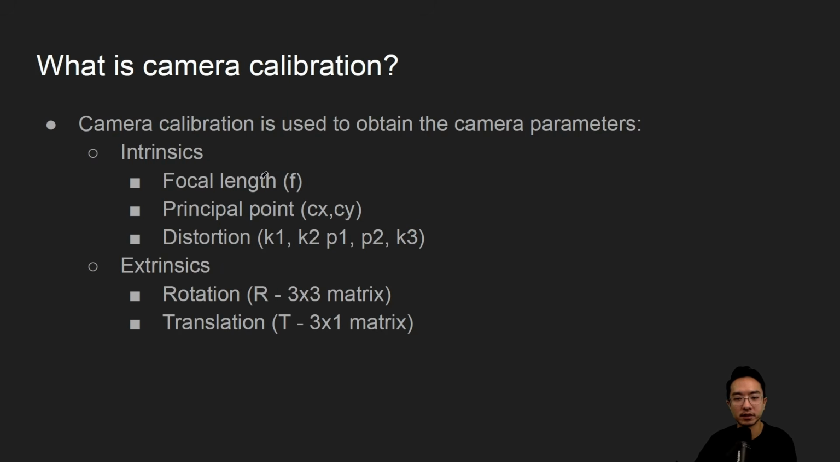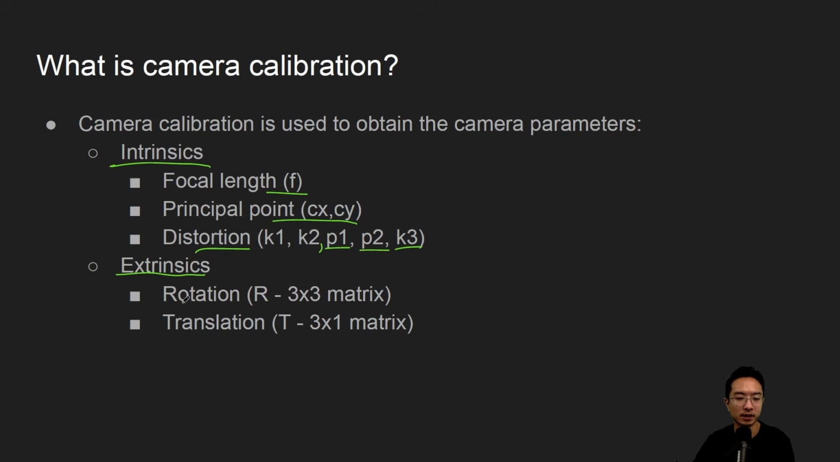Okay, so what is camera calibration? So camera calibration is used to obtain the camera parameters. So we have 2 types, what's called intrinsics and extrinsics. So for the intrinsics, what you have is the focal length, and then you have the principal point, which is the center of your image, which we call the CX and CY. And then you have the distortion parameters, which we call K1, K2, P1, P2, and K3.